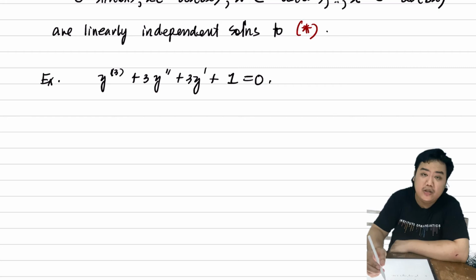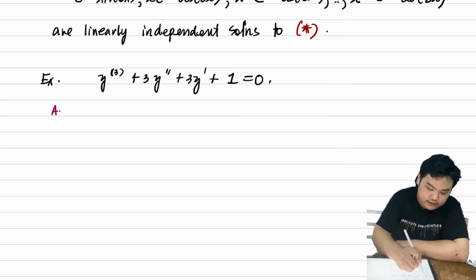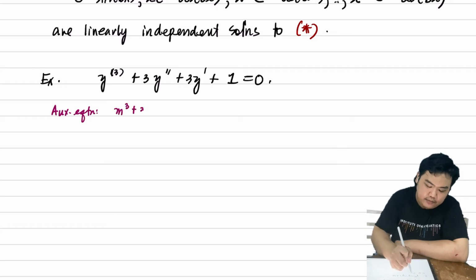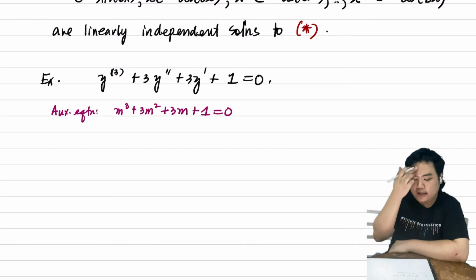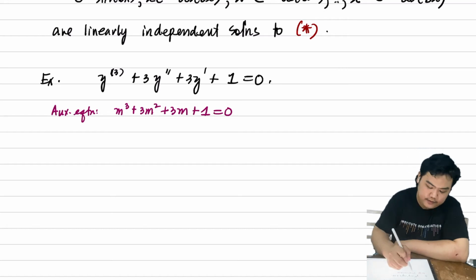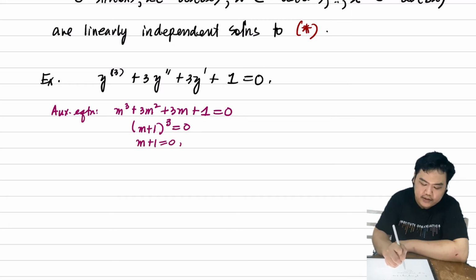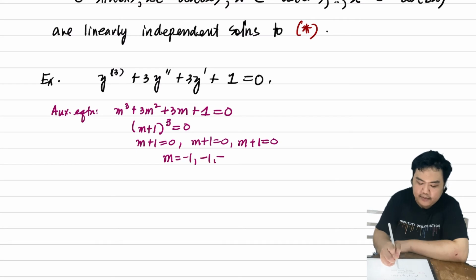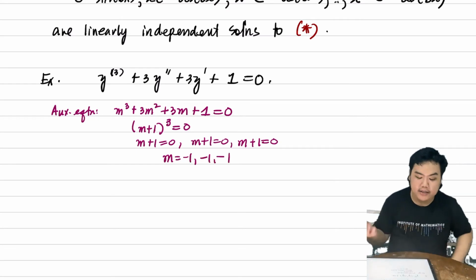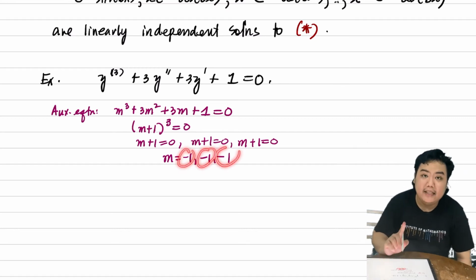Of course, we get the auxiliary equation first. So, the auxiliary equation is m cubed plus 3m squared plus 3m plus 1 is 0. Okay? You can actually factor this one as m plus 1 cubed. So, yung m plus 1, tatlong beses yun, no? Or m is equal to negative 1, pero ilang beses? 3 times. Okay? So, ibig sabihin, the multiplicity of negative 1 is 3.